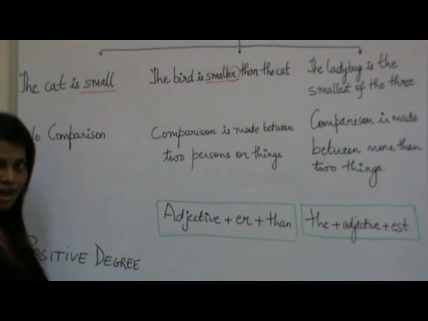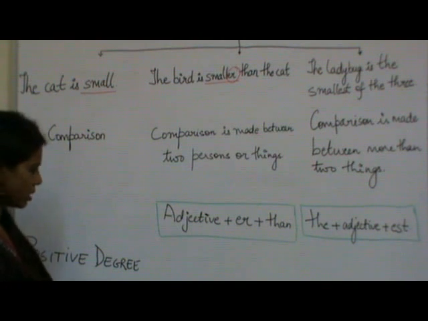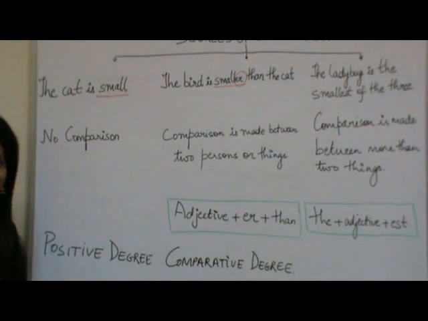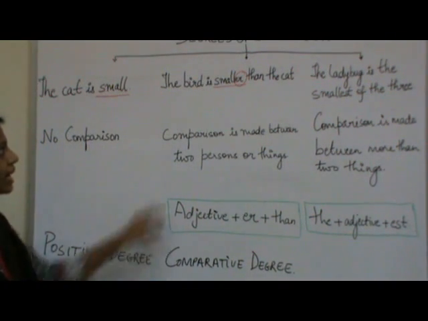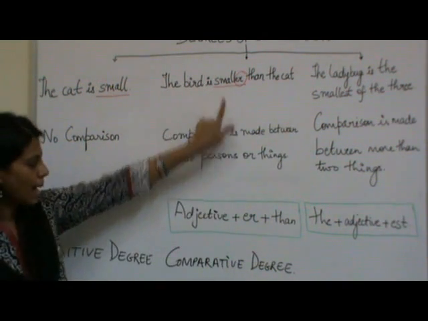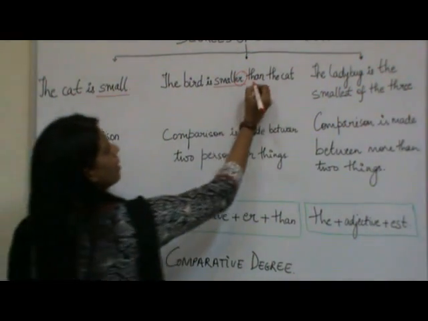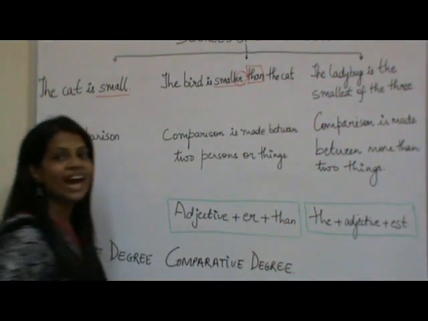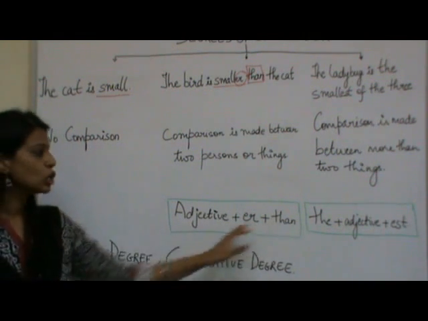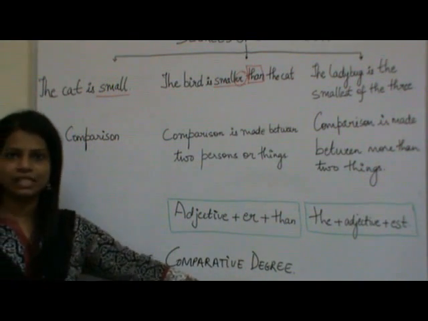So whenever a comparison is made between two persons or things, it is called the comparative degree. In a statement, you will have the adjective, which is small, right? The adjective small plus an ER and than. So you have adjective plus ER plus than. So if this order is there, it is called the comparative degree.